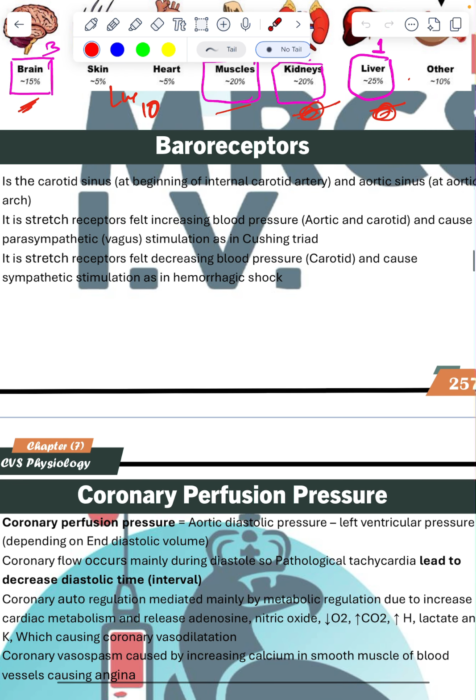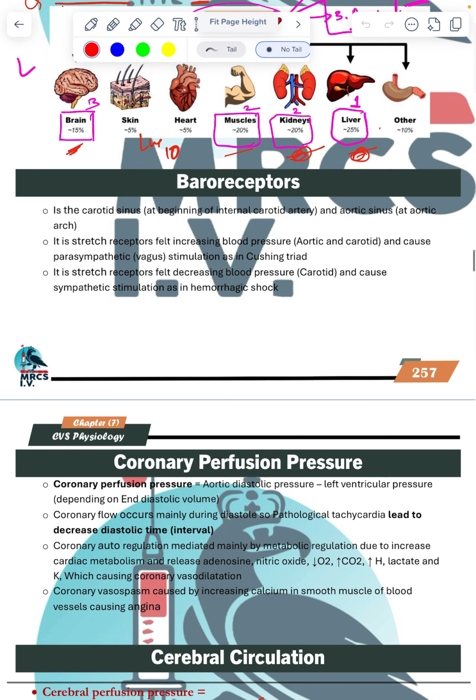Just see this word, baro. Baro is supposed to be pressure. Barometer is for pressure, and receptors are detecting the pressure. What pressure? This is detecting the partial pressure of oxygen. So there are two types of receptors.